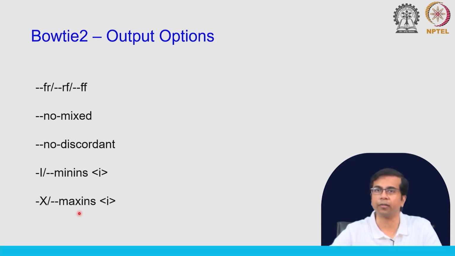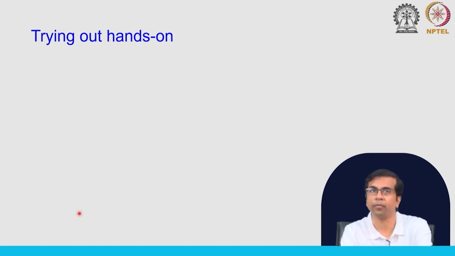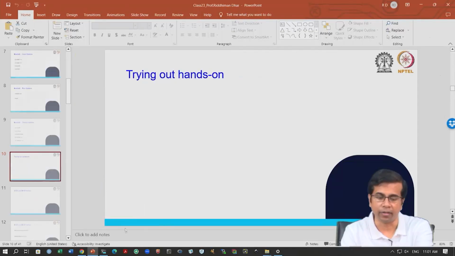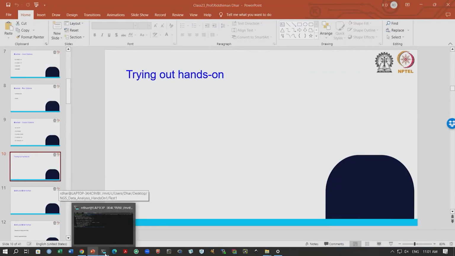We discussed what concordant mapping and discordant mapping are in the last class. You can also mention the minimum fragment length and maximum fragment length using the options minus I and minus x. We have not used them in the run that we did in the last class. We will try some of these variations because they are useful, and you will see how the results change. Let us move on to the terminal and see how these options change the output.